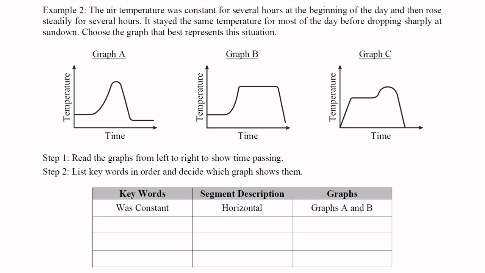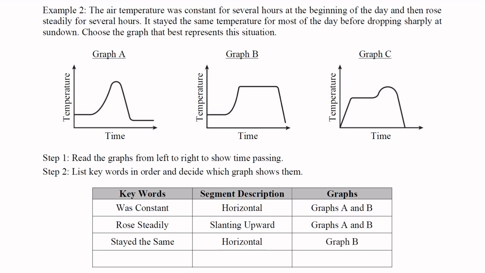The next part of the sentence says that it then rose steadily for several hours. So rose steadily is our key words, meaning that we're slanting upward or increasing. Well, graph A and graph B both slant upward or increase after we are horizontal. So we've got to move on to the next part. It stayed the same temperature for most of the day. So stayed the same is our key words. That means we're horizontal. So between graph A and graph B, which one is horizontal after it increases? Well, graph A is not because we're decreasing, but graph B is horizontal.